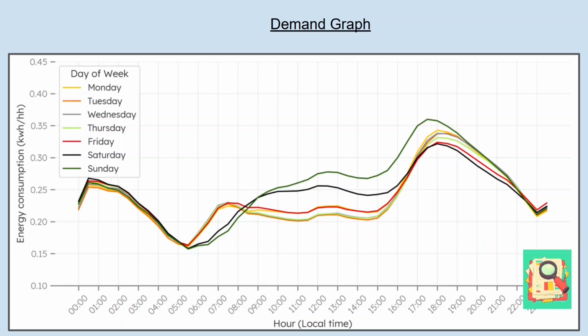We can also use the demand graph to calculate the daily energy requirements. To do that, we would find the area underneath this curve. We can also see from the demand graph that the energy requirements and the power requirements throughout the day are highest on Sunday.